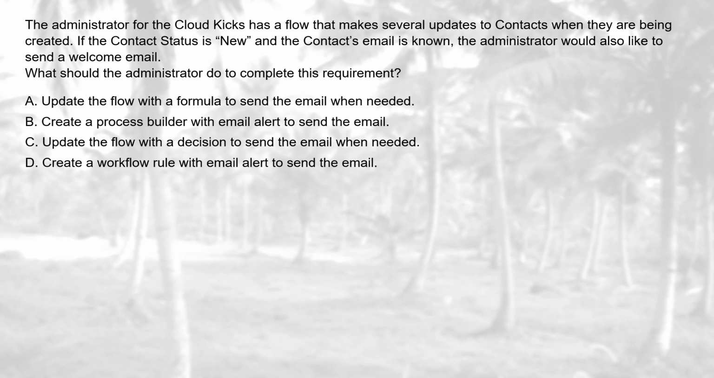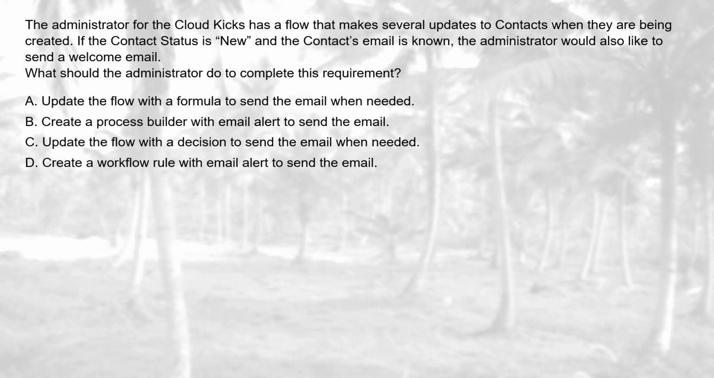A, update the flow with a formula to send the email when needed. B, create a process builder with an email alert to send the welcome email. C, update the flow with a decision to send the email when needed. D, create a workflow rule with the email alert to send an email. So let's go through these and see which one we would choose to pass our test.